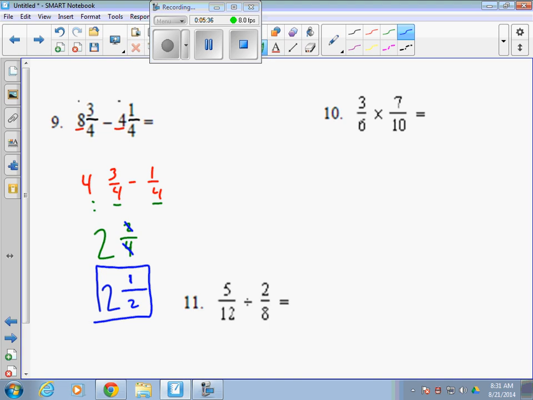Again, they were in mixed number form to start, so even if you converted them to improper fractions to work the problem, which is fine, make sure you move it back to mixed numbers to finish it up.